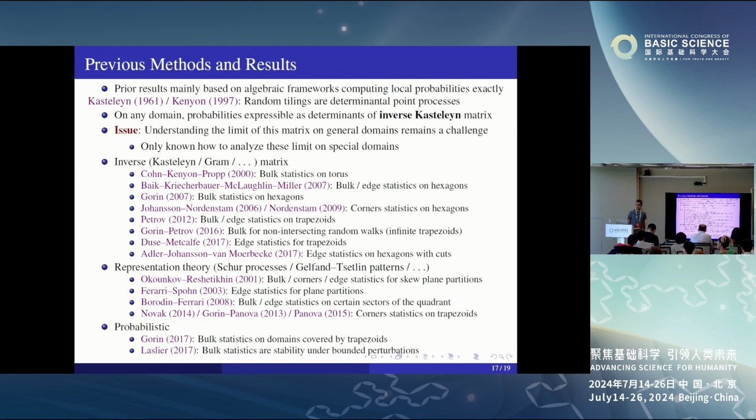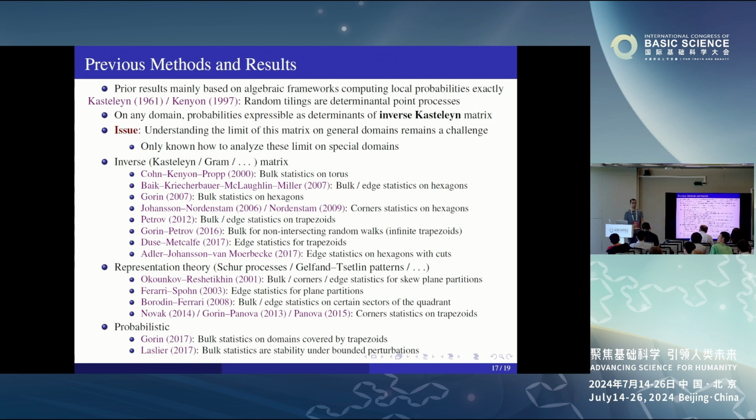I probably won't have time to go through the facet edge, so let me skip that. I'll quickly mention some previous methods and results. Previous methods were mainly based on algebraic frameworks that picked a specific domain and computed these local probabilities exactly. One mechanism for doing that was observed in works of Kasteleyn and Kenyon in the physics and math literature respectively, which on a high level says that random tilings are determinantal point processes. In words, any probability of any pattern is expressible as the determinant of a certain matrix.